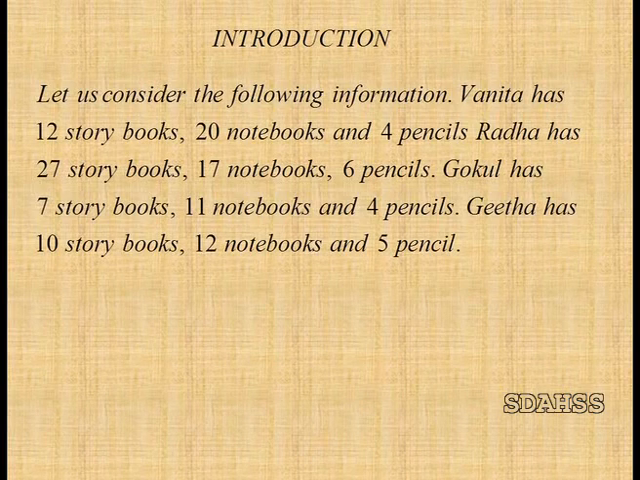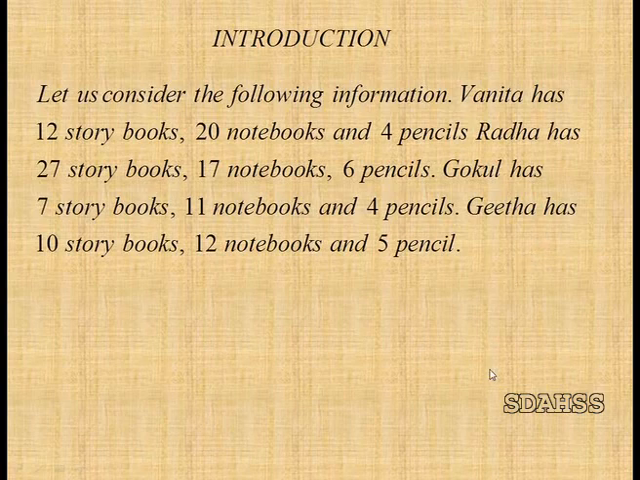Today we are going to see an interesting topic, matrices and the types of matrices. Let us consider the following information. Vanitha has 12 storybooks, 20 notebooks and 4 pencils. Radha has 27 storybooks, 17 notebooks, 6 pencils. Gokul has 7 storybooks, 11 notebooks and 4 pencils. Geeta has 10 storybooks, 12 notebooks and 5 pencils.